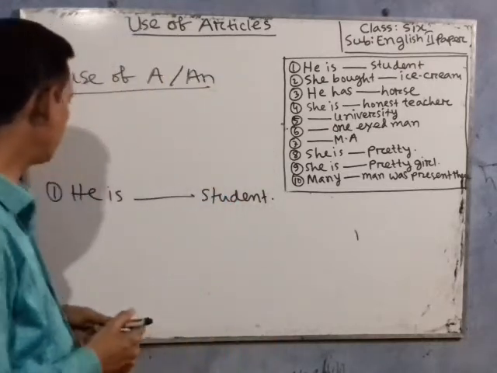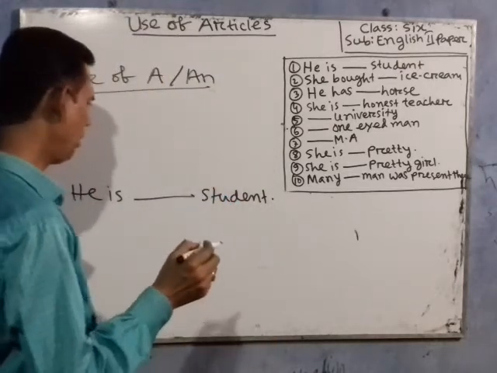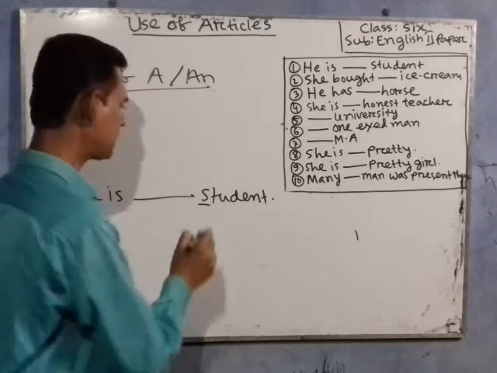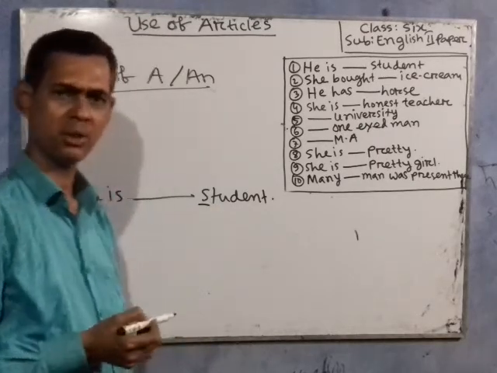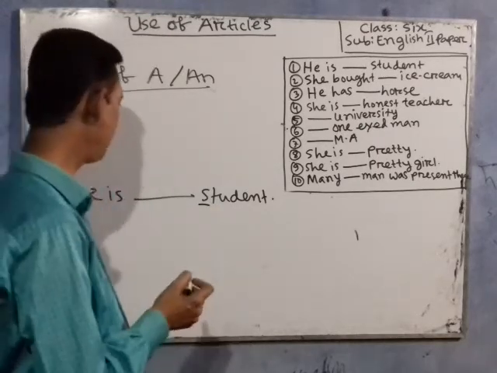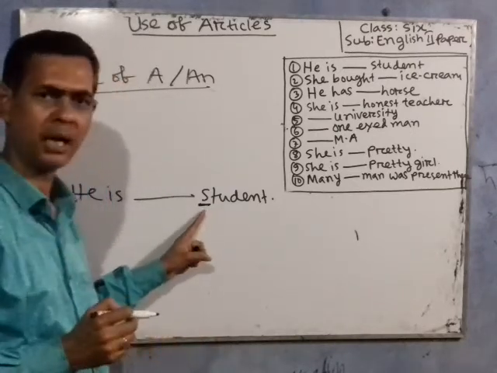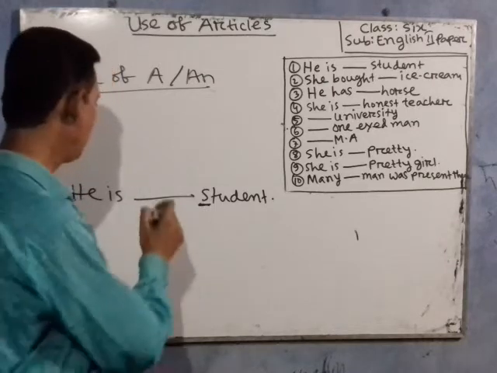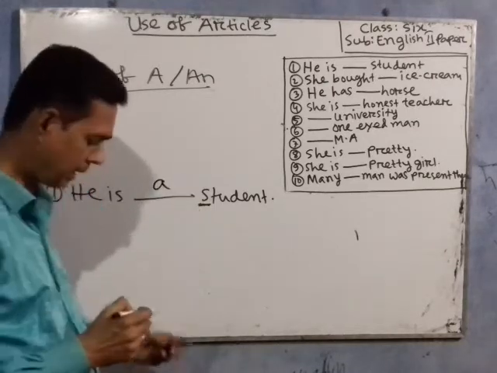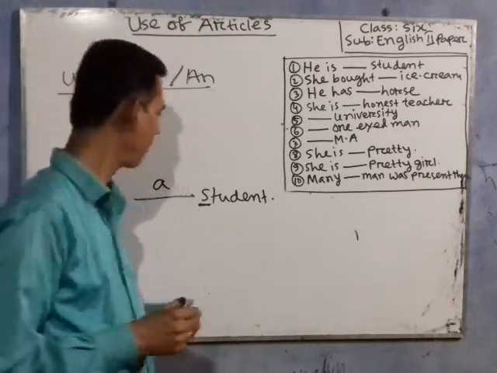So, dear students, you have to know: if the first letter of any word is a consonant, here A will be used. Yes, this is a consonant. That is why here A will be used.